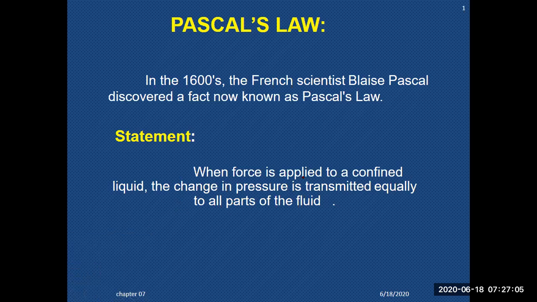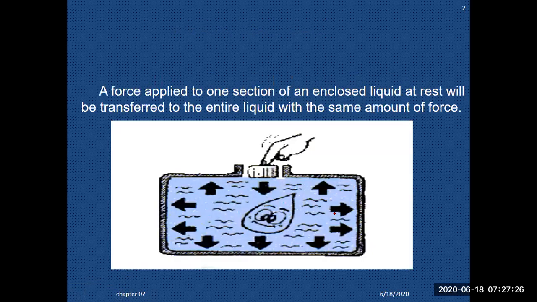So if you look here, when force is applied to a confined liquid, the change in pressure is transmitted equally to all parts of the fluid. When we apply pressure in a liquid, it is transmitted equally in all directions without any diminishing. A force applied to one section of an enclosed liquid at rest will be transmitted to the entire liquid with the same amount of force. Look, you are applying force at this point, but this force is exerted in all directions.